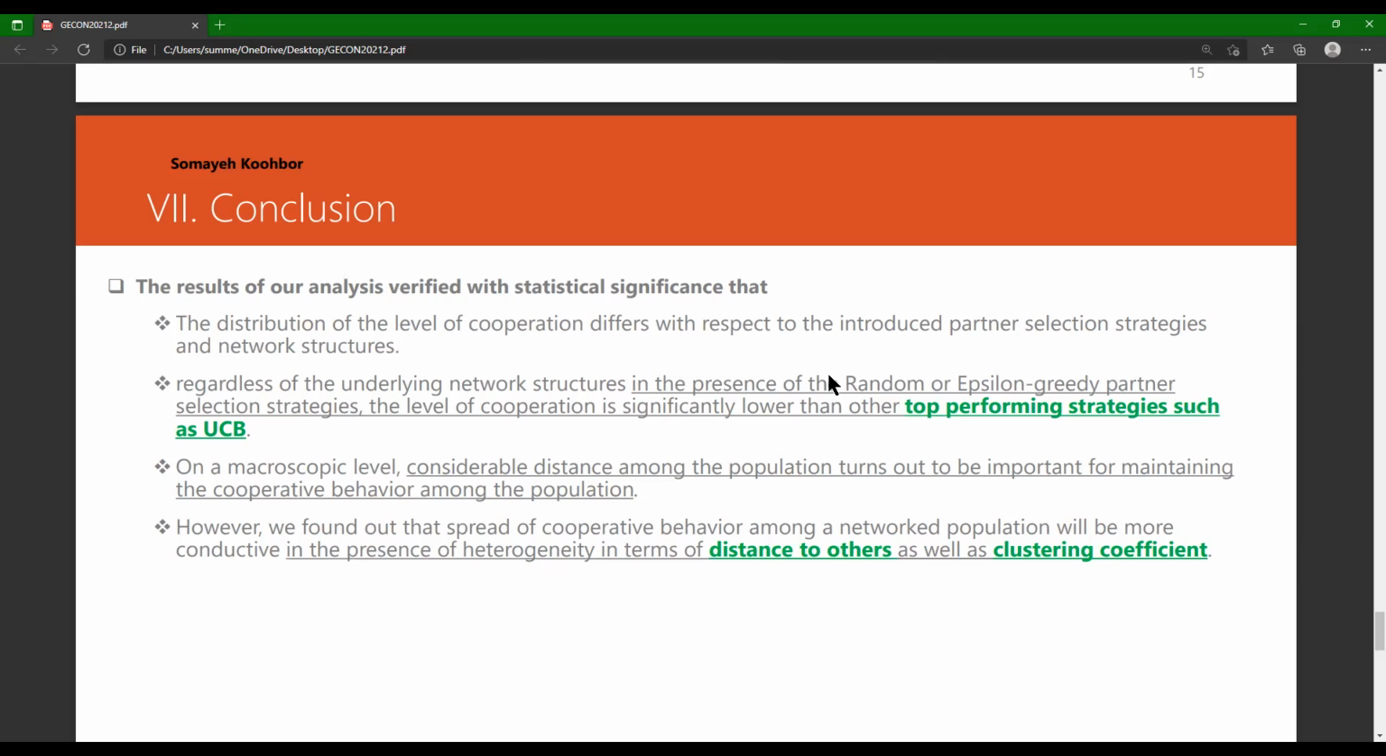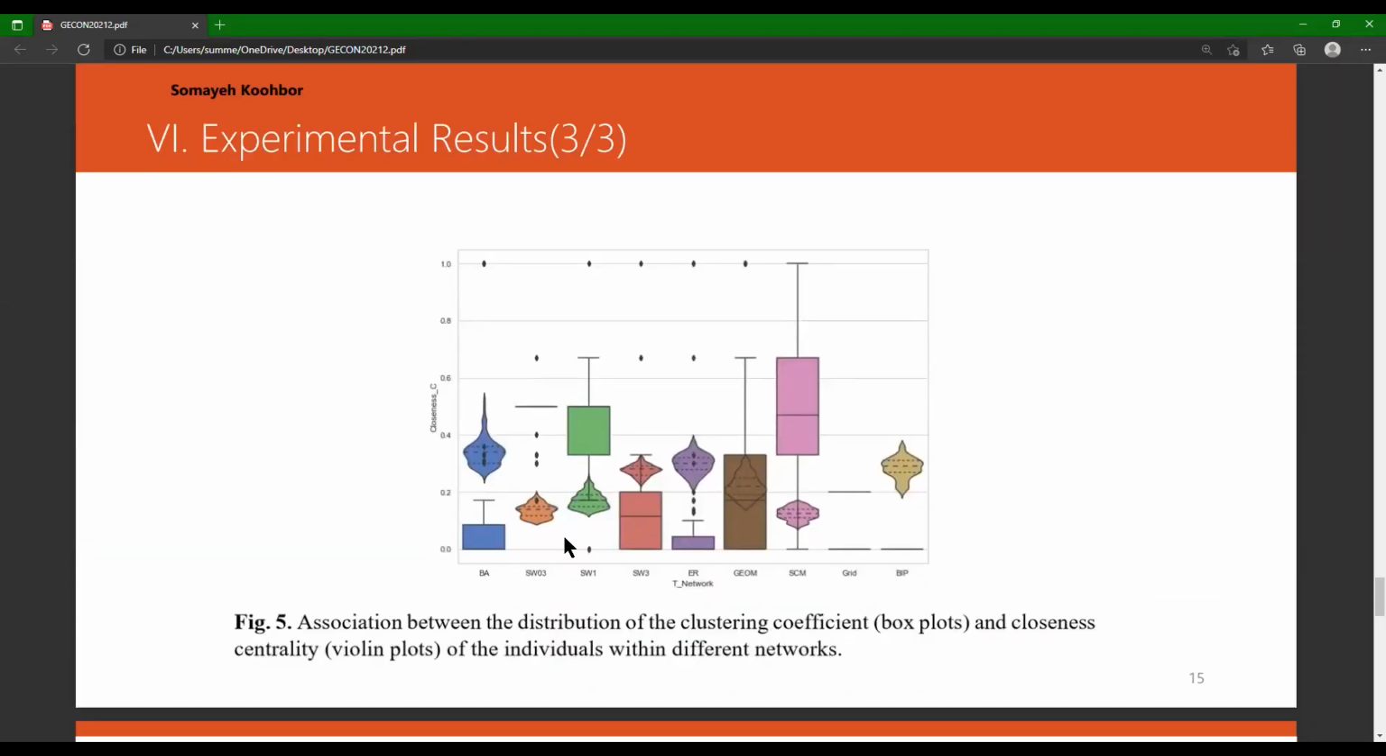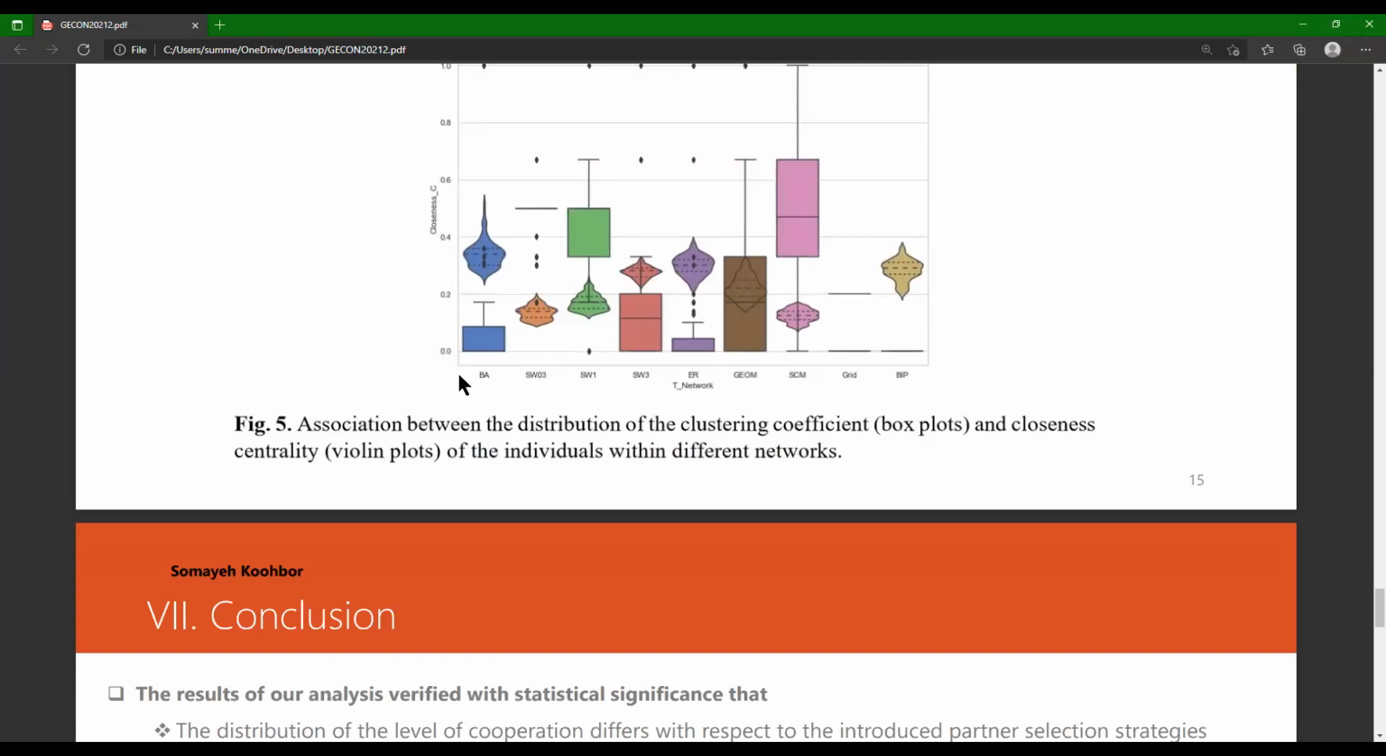Is there a way to take the theoretical results? I mean, now that we know what algorithm would work and will bring the population to collaboration, is there a way to take this into practice to make people behave in a way? Well, that's a good question, because when I showed you these networks, nobody asked how they look.